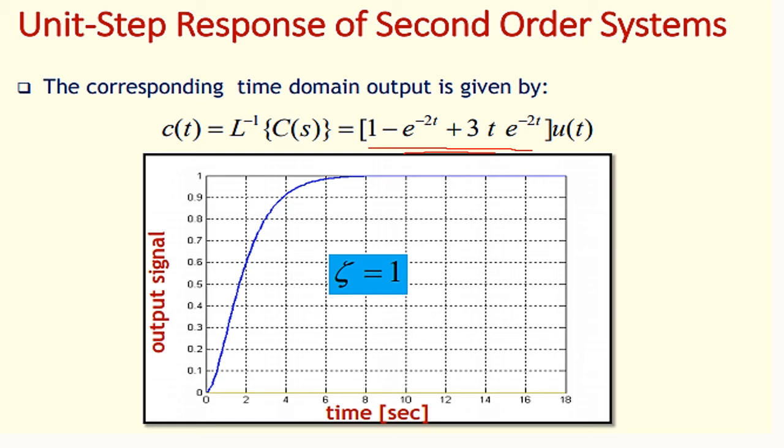So when zeta is equal to 1, that is critically damped, the duration of time is just 8 seconds compared to the previous. When zeta is greater than 1, that is when the damping ratio is greater than 1, the output signal is taking more time to become stable, but in this case the output response is faster.